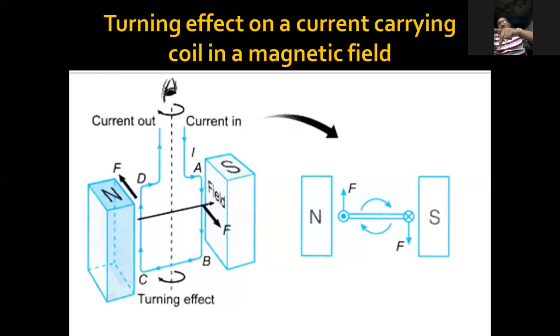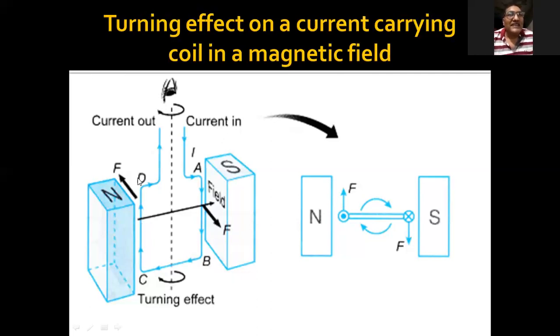The magnetic field is from north to south. The current is going downward. My thumb is pointing towards me. So you see, it will experience a force towards me. Okay? You can see here.